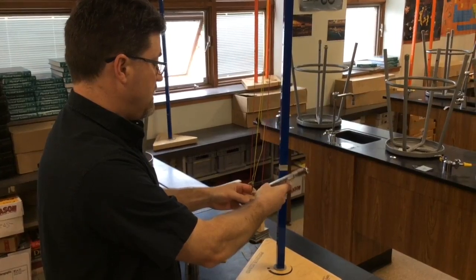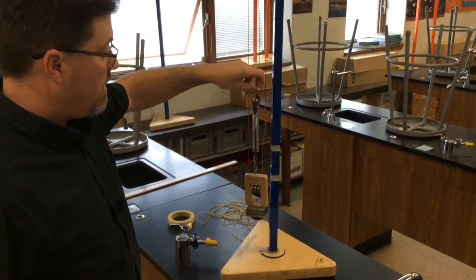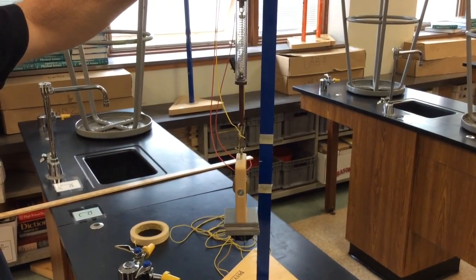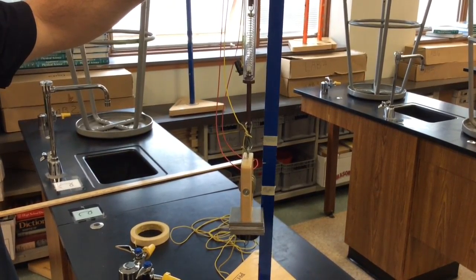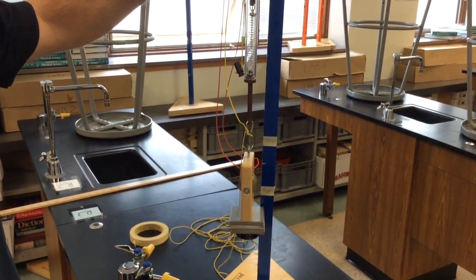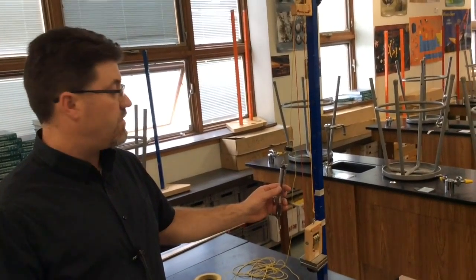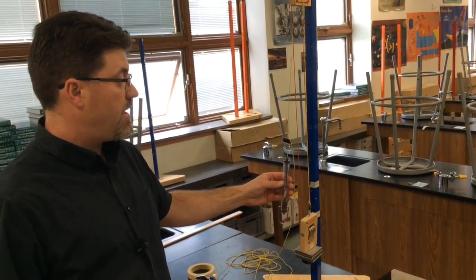First thing we're going to do is take our force scale and measure the weight, in Newtons, of the bottom block. The block itself weighs 10 newtons, and that is going to be your output force. Your input force is always going to be the amount of force needed to lift the block.